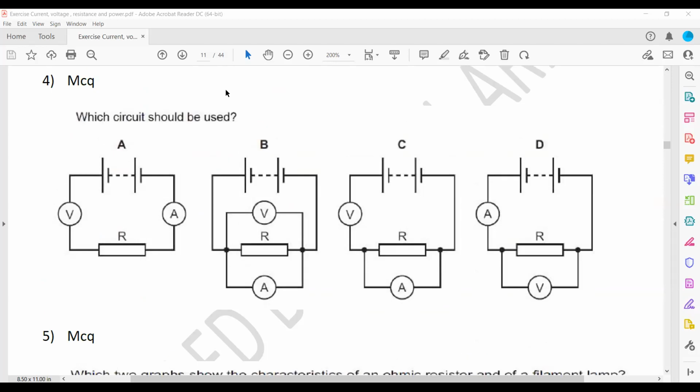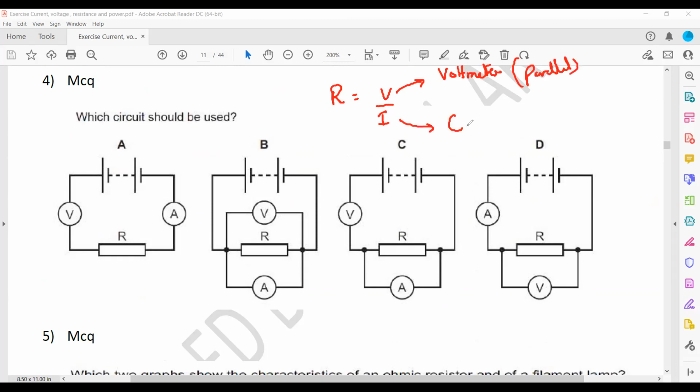Which circuit should be used to measure the resistance? Whenever we want to measure a resistance, we need a voltage and we need current. And how do we get the voltage? We get a voltage by a voltmeter. And how should the voltmeter be connected? The voltmeter should be connected in parallel.